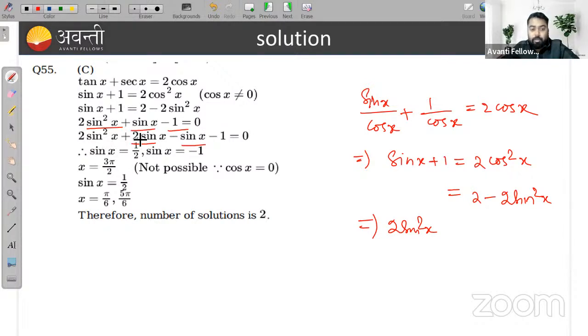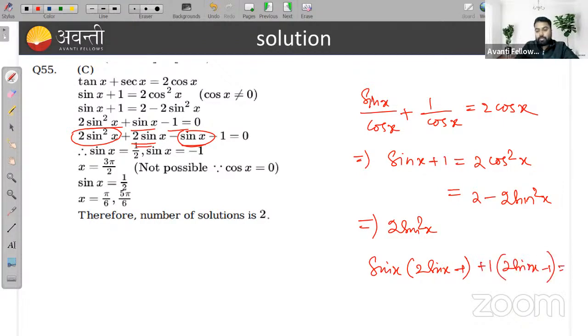To the middle term, I am writing 2 sin x minus sin x. So by factorizing, 2 sin square x plus 2 sin x, from these two terms I am taking sin x as common. So what will happen? Sin x into 2 sin x minus 1. And from these two terms, if I take plus 1 common, this becomes 2 sin x minus 1, which is equal to 0.